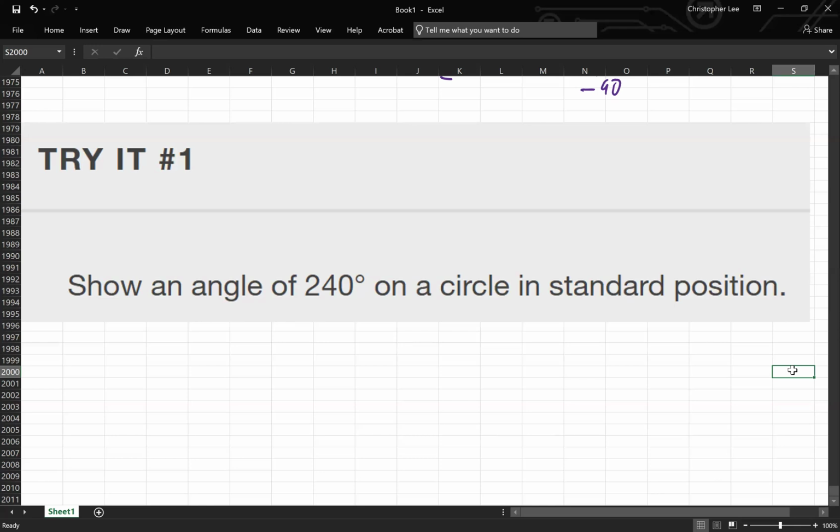This depends on which way I'm going. This one's positive though, so it goes counterclockwise. Right. Yeah. It depends on the question.